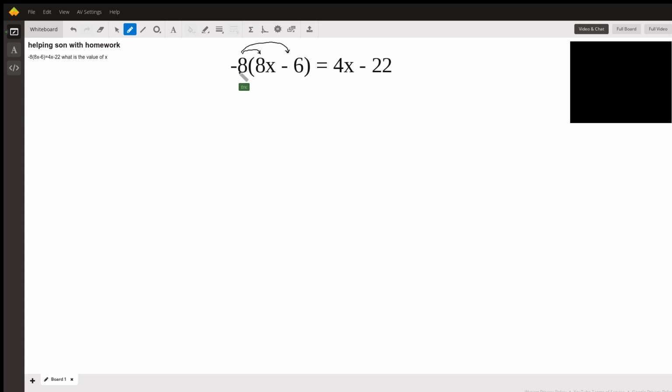So we have -8 times 8x. A negative times a positive is a negative. So -8 times positive 8x is -64x. A negative times a negative is a positive, so -8 times -6 is positive 48. Equals, and then we just bring down our 4x minus 22.